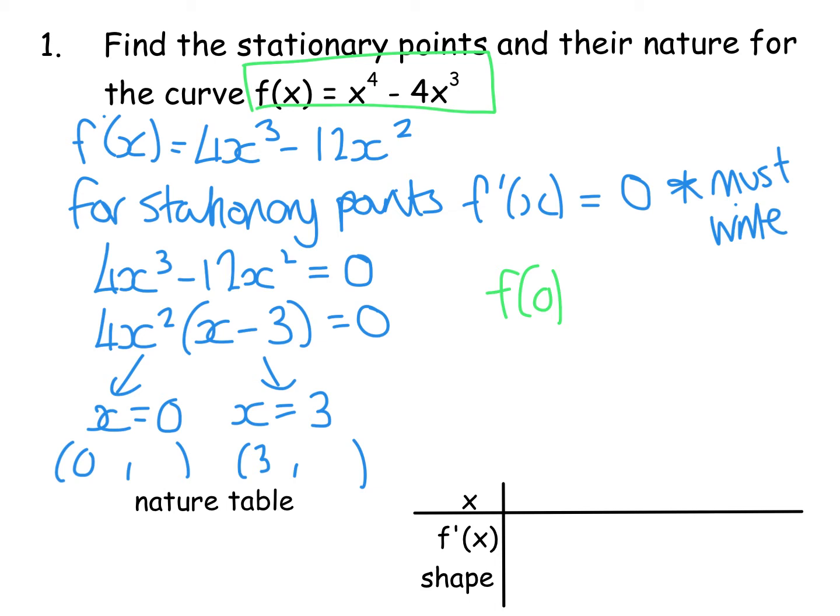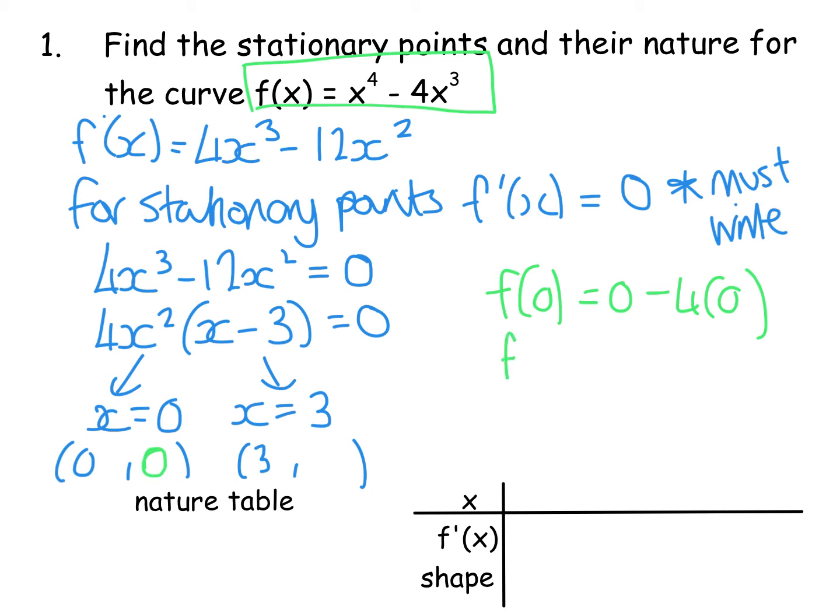You have to put it back into the original because the coordinate is from the original graph. So f of 0 there would just give me 0 take away 4 times 0, which I hope you're all happy is 0. So your first turning point is at (0, 0), which is your origin.